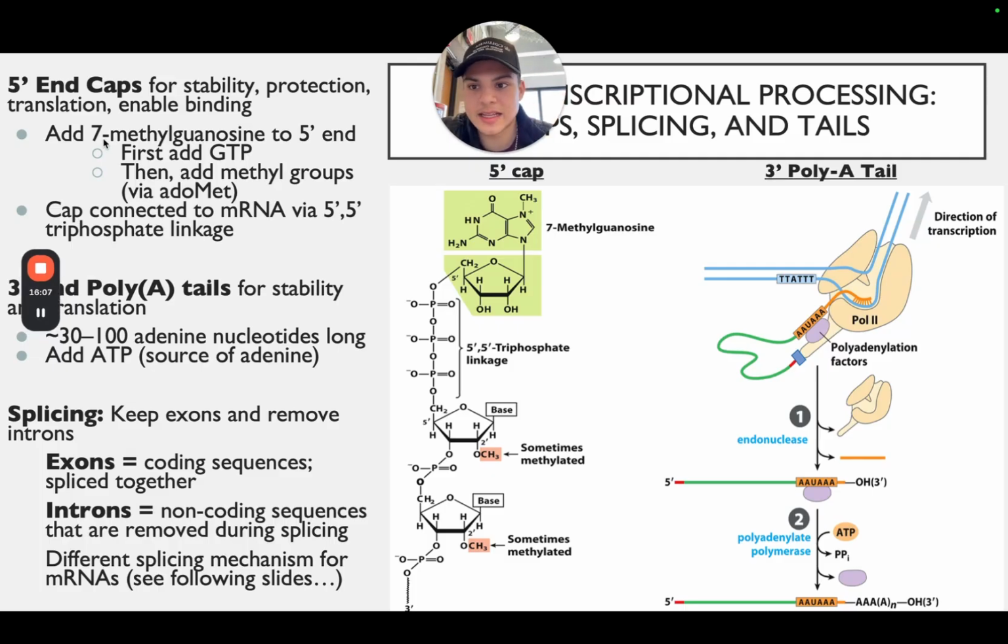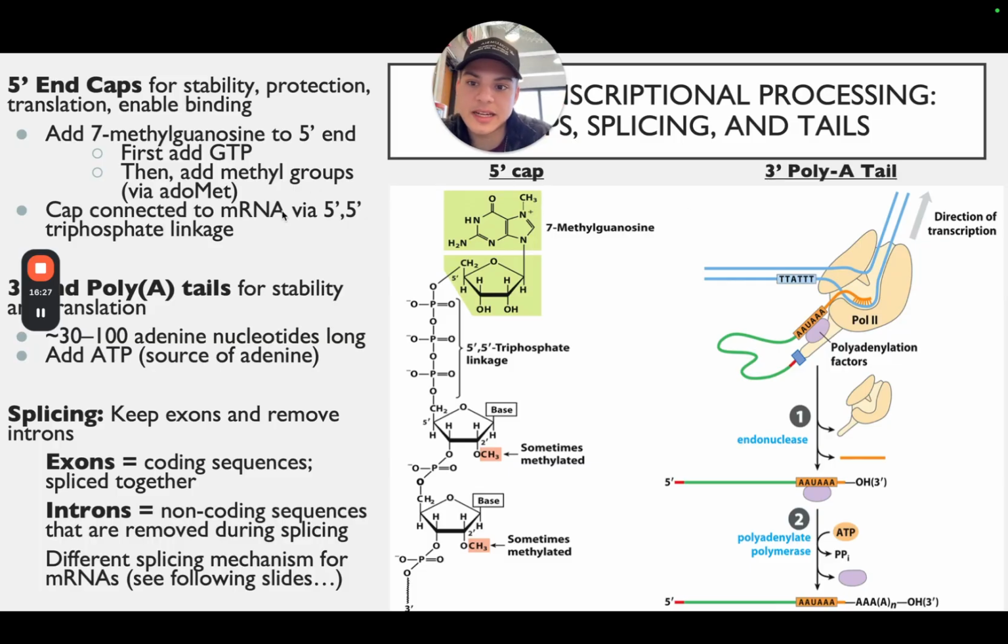It basically adds a 7-methylguanosine to the 5' end. The way you do this is you add a GTP. We know a GTP has the guanine. It also has the triphosphate. When we first add that, we're going to add a methyl group via AdoMet. Remember that enzyme adds the methylation groups. We're going to add a methyl, as you can see here.